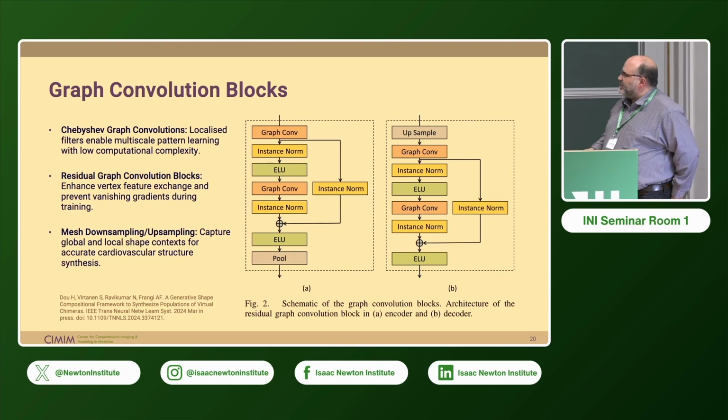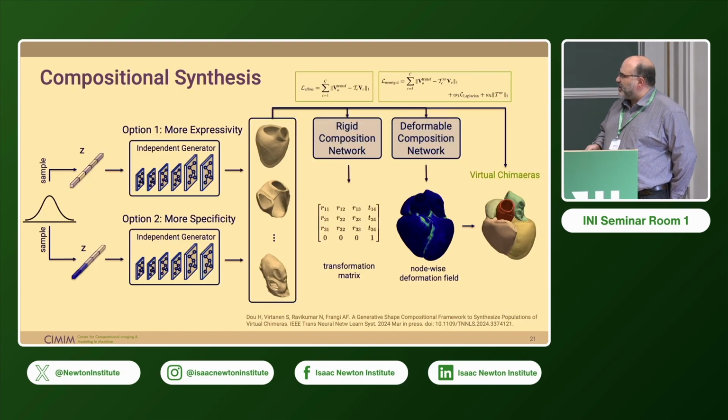Some details about the implementation. All of these encoders and autoencoders are graph-based encoders and autoencoders, and they have a number of advantages. They're also multi-resolution representations, so you can have quite a fast and efficient way to implement this. And then finally, I also mentioned that there is a compositional synthesis.